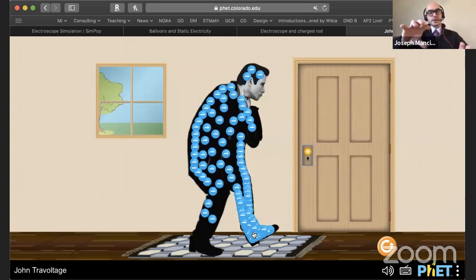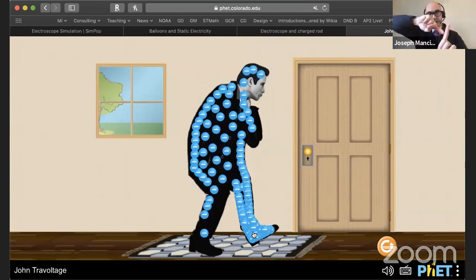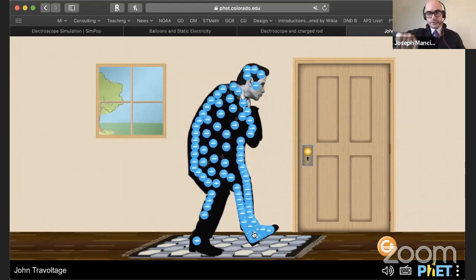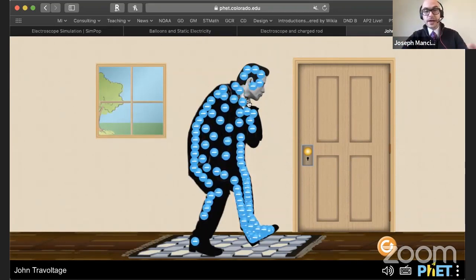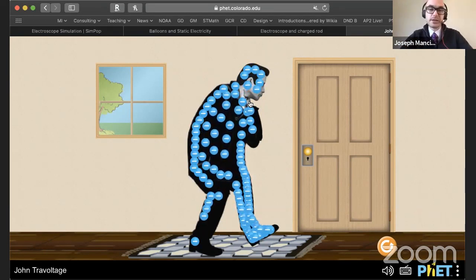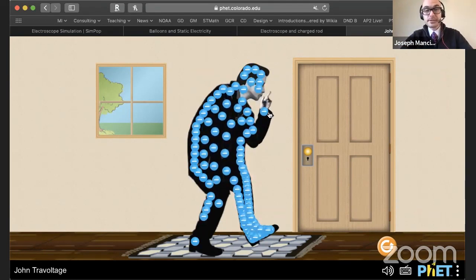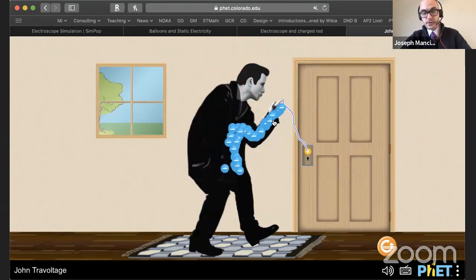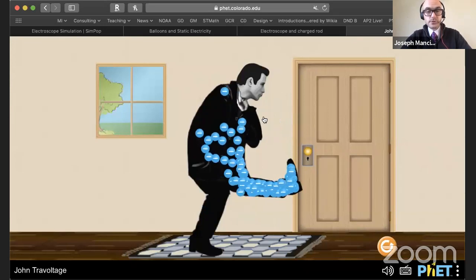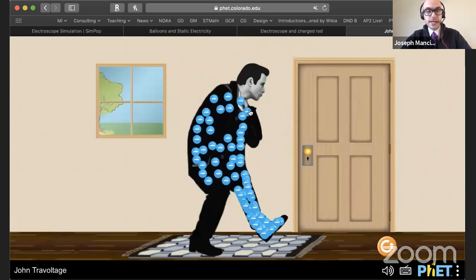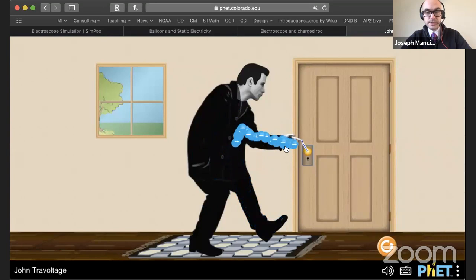Notice the electrons are concentrating along the edge of the figure. They are accumulating on the outside, not so much on the inside. And unless John's finger is close, those charges will not flow. In fact, if his finger is too far away, there's no flow. And if his finger is close enough, there's lots and lots of flow.